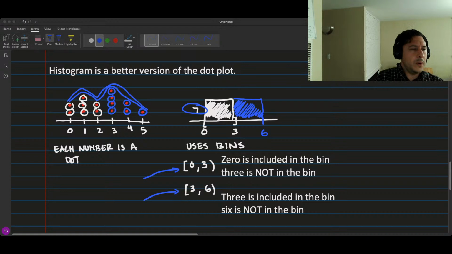There was something weird about the way the bins worked. So if I say that includes the numbers from 0 to 3, that's not quite true. What's the caveat to that?